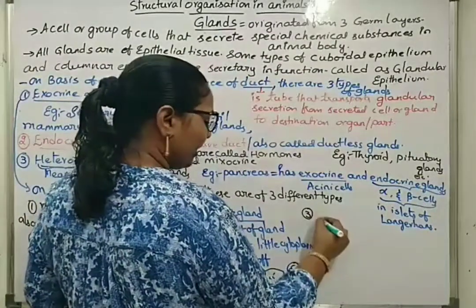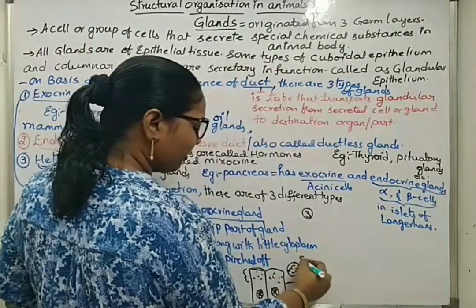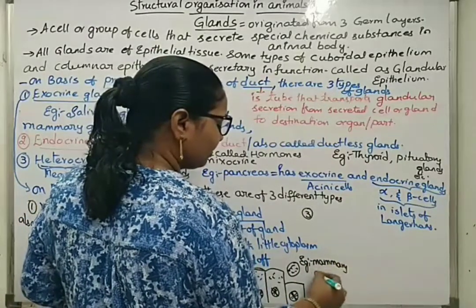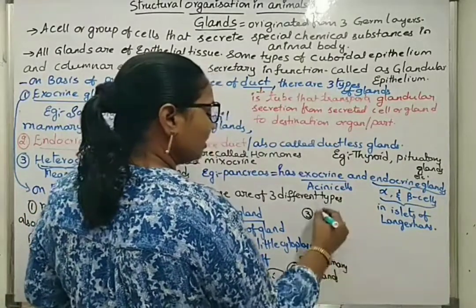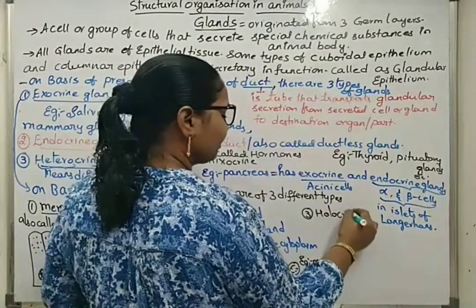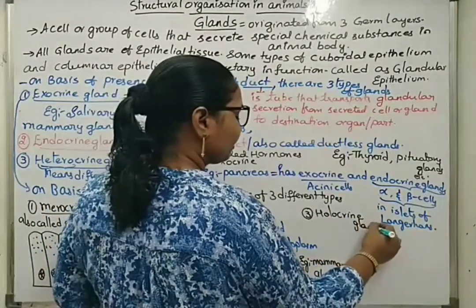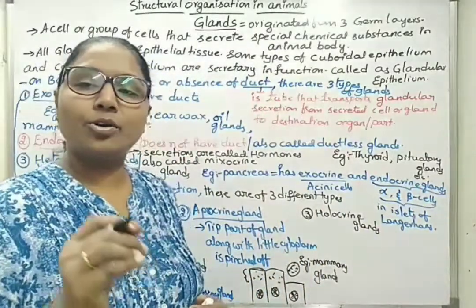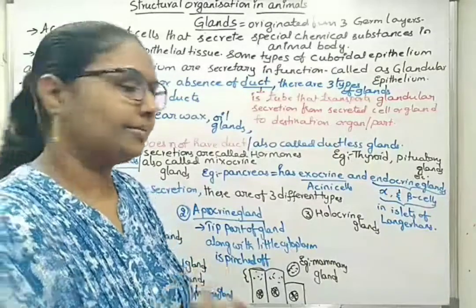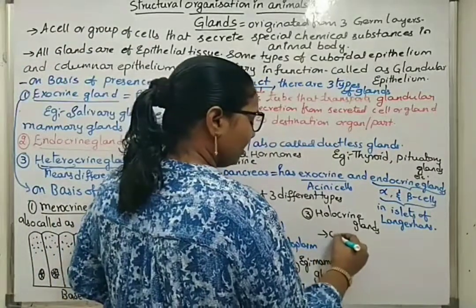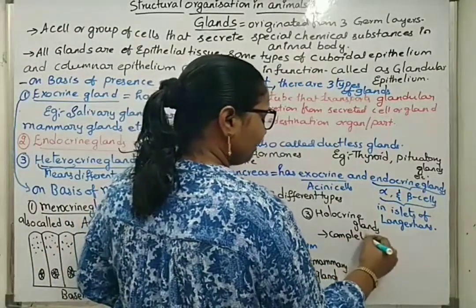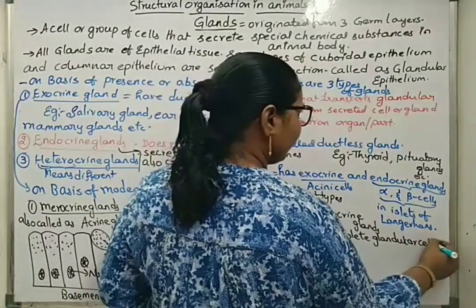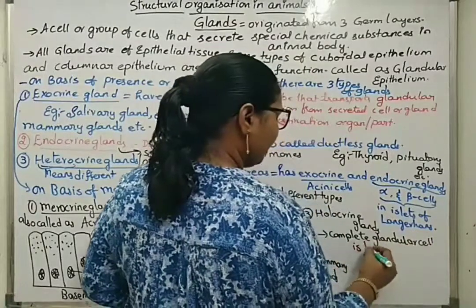Third one, holocrine glands. This can be seen in the case of, for example, mammary glands. Here the complete glandular cell, or the secretory cell, is destroyed.